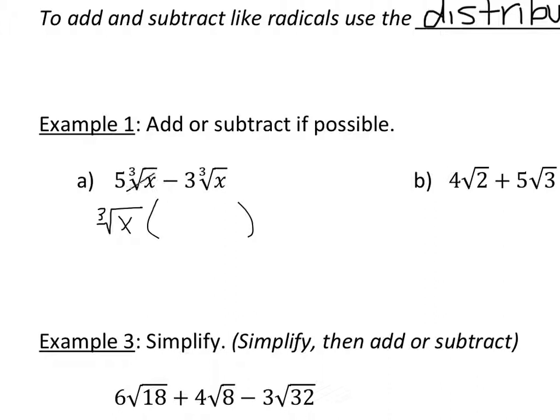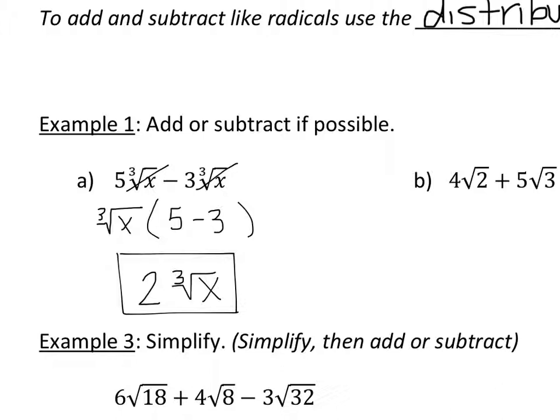So we took it out of this and we took it out of this, which leaves us with 5 minus 3. So what would your answer be? 2 cubed root of x. So the distributive property is what makes this work, but you could have probably just said, look, it's 5 minus 3, that gives us 2, right? So you don't have to write out the distributive part every time. I just wanted you to see it.